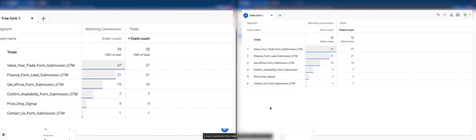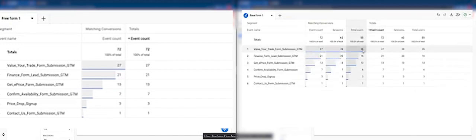Where did those events happen? Who did they happen to? Who committed those actions? If we wanted to break this down and ask how many sessions made up those actions, we can click sessions here and it'll break it into sessions. There were 62 sessions bringing in 72 events. How about how many people actually made those events happen? We can bring in total users and see 26 individual people making up 26 individual sessions made 27 of these value or trade form submissions.